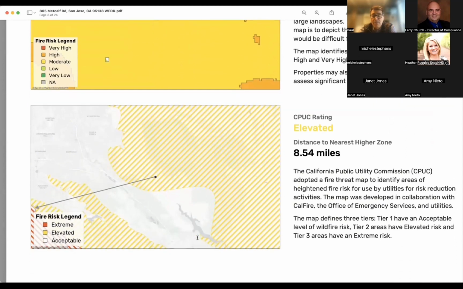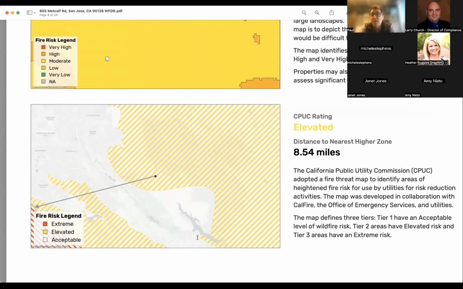But visually, you can see here what the hazard rating looks like. Next, we use CPUC. This is the California Public Utility Commission hazard rating. This is another good one because, like the USDA, they use a different methodology. What they are concerned with is understanding the fire risk of the utility infrastructure across the state and what risk that represents for wildfire. So you can see here, they've got a slightly simplified view. They go accepted, elevated, and extreme. The property here is in an elevated, the mid-range, and it's 8.5 miles away from an extreme zone.